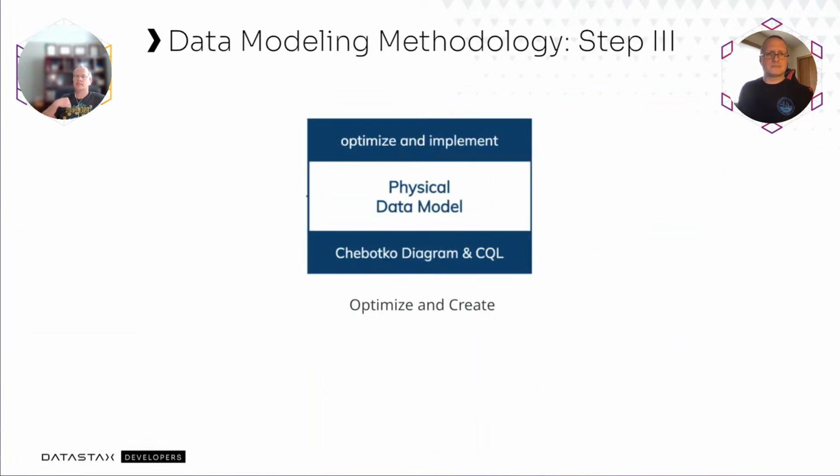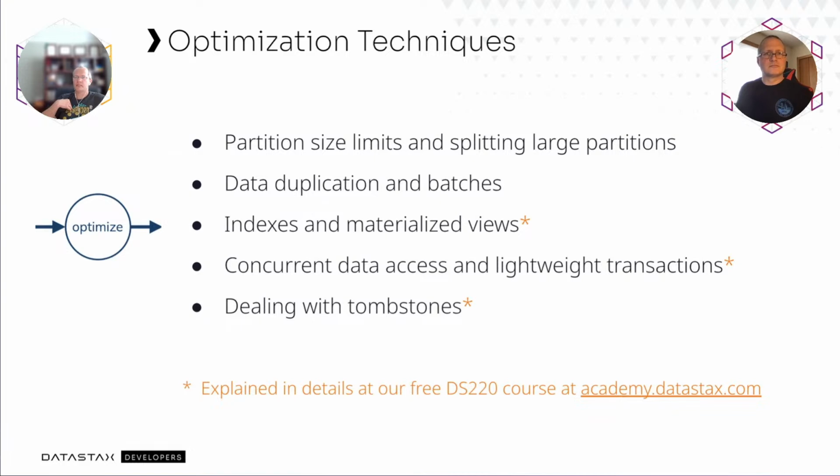The next step is to optimize. There are many important optimizations that you may apply, such as partition size, whether you use batches or not, and indexes. Sometimes it makes sense to use indexes, but in most cases, it does not. Materialized views are great, but there are some problems with them as well. What to do with concurrent data access?